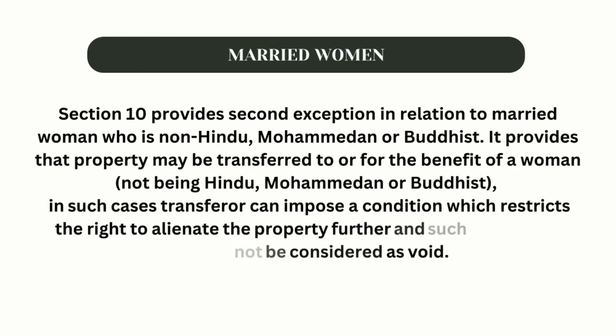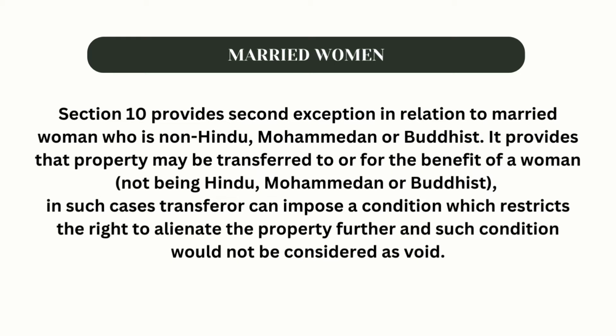Married women: Section 10 provides a second exception in relation to a married woman who is not a Hindu, Mohammedan or Buddhist. It provides that property may be transferred to or for the benefit of a woman not being a Hindu, Mohammedan or Buddhist. In such cases, the transferor can impose a condition which restricts the right to alienate the property further, and such condition would not be considered void.